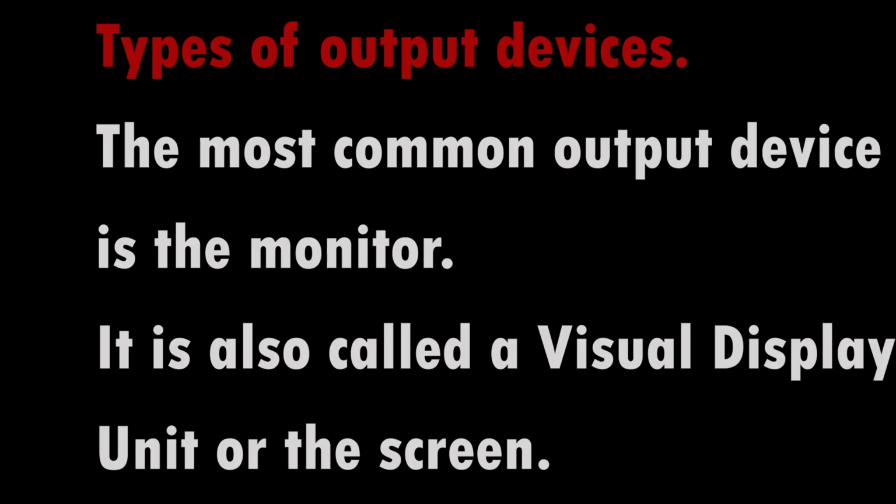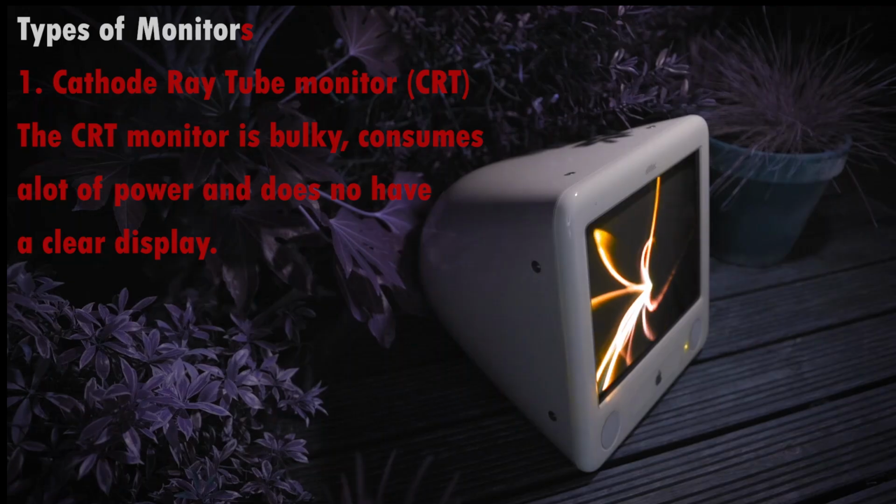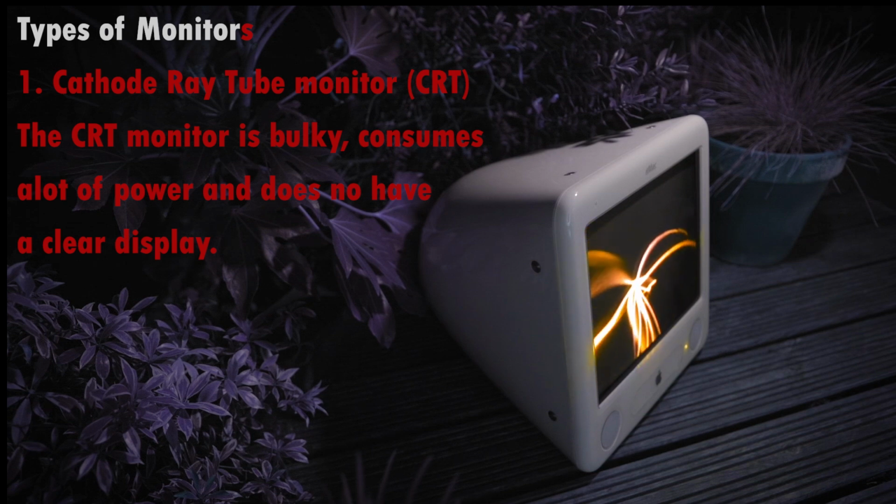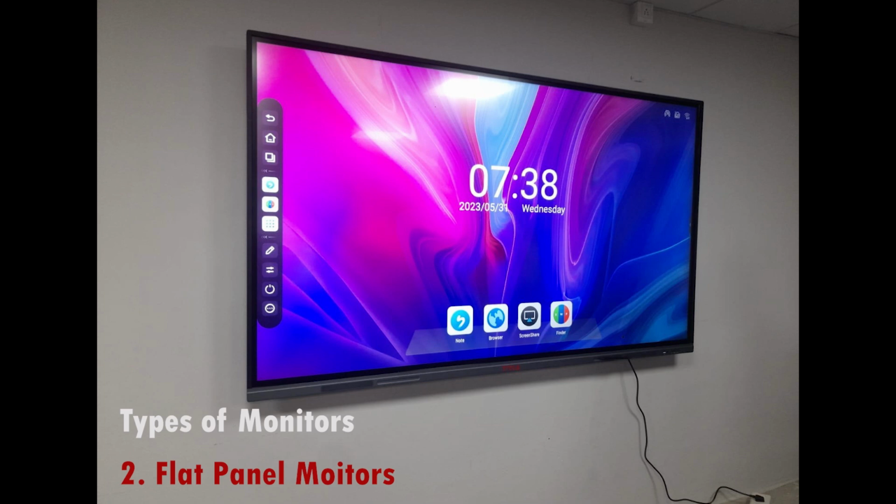The most common output device that we have is the monitor. It is used to display information. It's also called a visual display unit, or some people call it the screen. There are different types of monitors. We have the cathode ray monitor, which is the older and bulky type, and we have the flat panel monitor, which is the most common type nowadays.